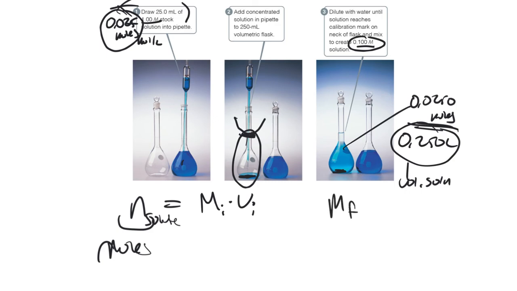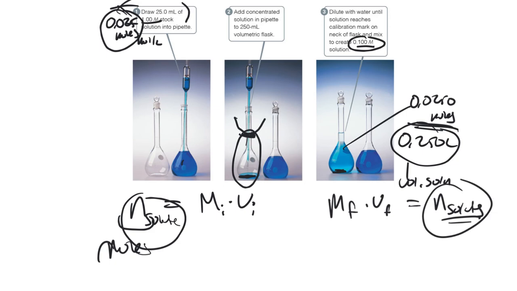And then if I think about the final molarity times the final volume, these have to be equal to that same number of solute moles. These moles here aren't changing. So the moles of solute are the same before and after our dilution, because we're just adding pure water. And so if both MiVi equals moles solute, and the moles of solute are the same, so that equals MfVf, then MiVi has to equal MfVf. And then Vf here is our final volume of the solution.